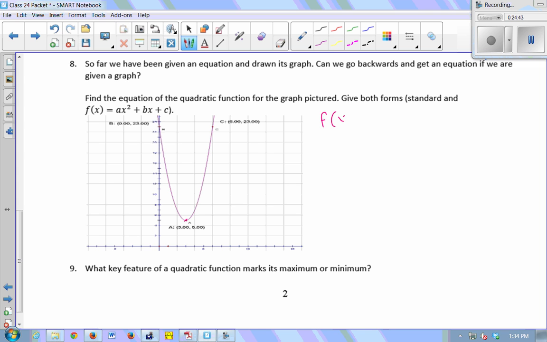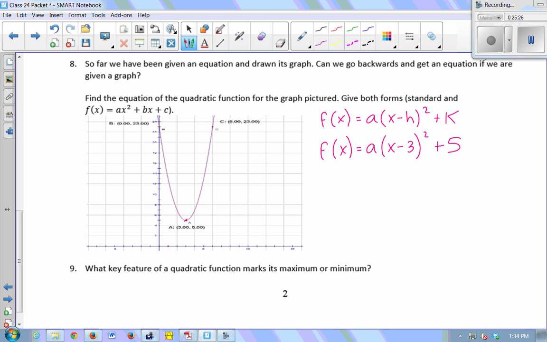So we'll have f of x equals a times x minus h squared plus k. So all I need to know are a, h, and k, and I'm done, right? And what is my vertex? That looks like 3, 5. So what is h and what is k? H is 3 and k is 5. Just plop them in, right? So f of x is a times x minus 3 squared plus 5. Okay, so just remember the signs, the minus and the plus, are part of the formula. So you just have to replace h and k with their values.